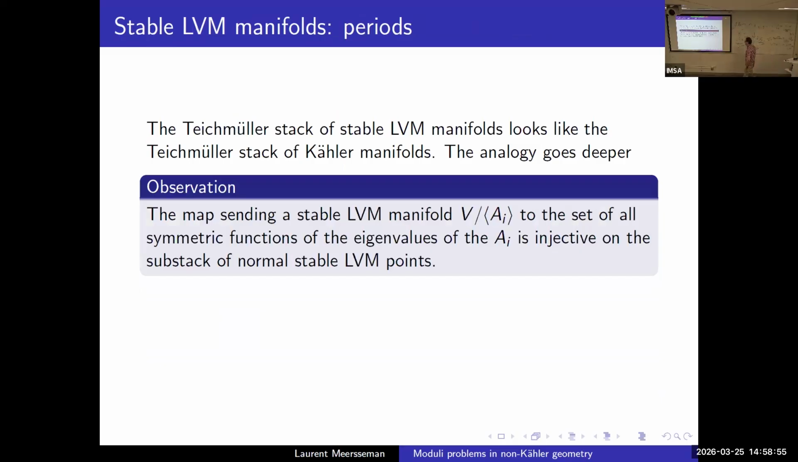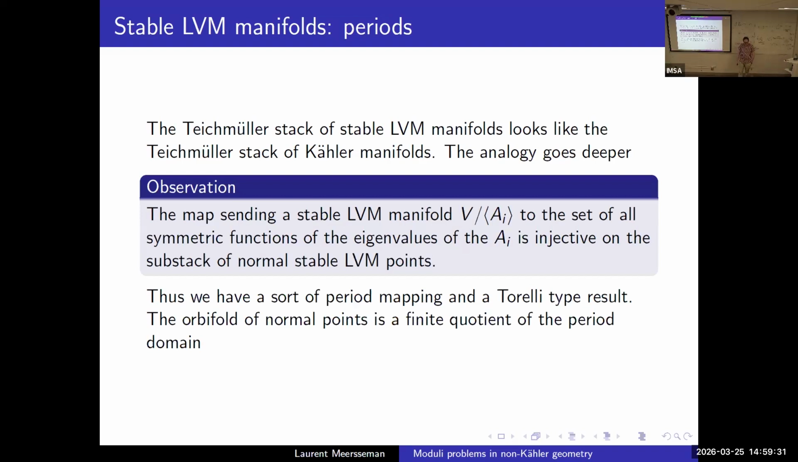There is also this essentially an observation, but it's the same thing as in the case of Hopf surfaces. Since you just take the quotient of some open subset of some C^n by some diagonal matrices, you can look at the eigenvalues of these matrices, take the determinant, the trace, or the symmetric functions in these eigenvalues, and you can construct like that a sort of injective Kähler mapping on the substack of normal stable LVM. So you have just an analogy.